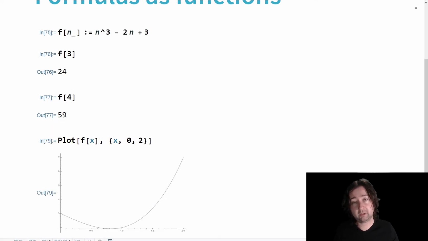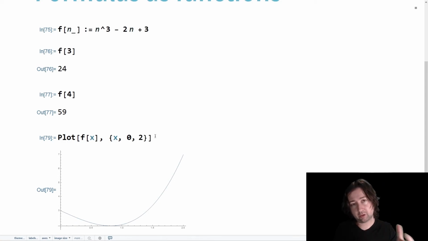If you like, you can plot it. Yeah, don't leave the variables off of your plots. Generally, this is how you work with formulas. Okay, very straightforward to define a mathematical formula as a Mathematica function.